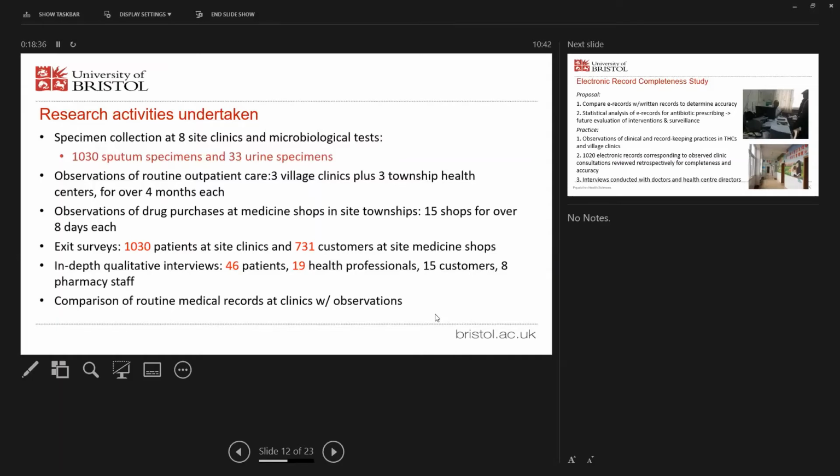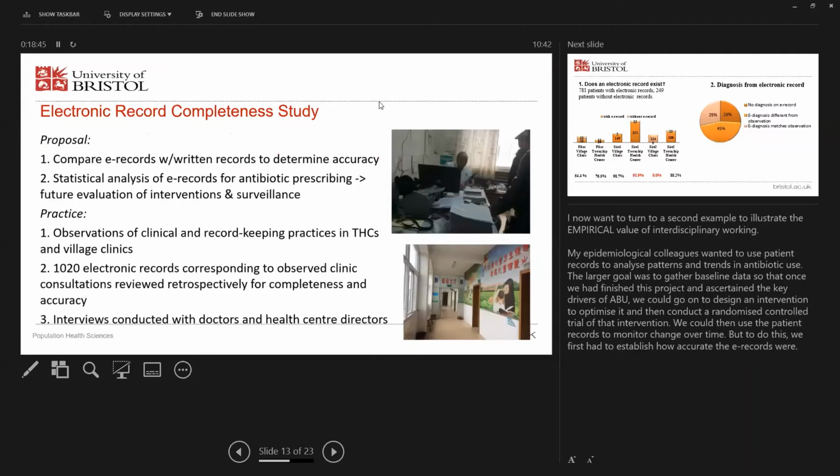With the basis of why we're doing all these studies, I then want to move on to my second example, which is that of an electronic record completeness study, which is in turn illustrating the empirical value of interdisciplinary working. So my epidemiological colleagues wanted to use patient records to analyse patterns and trends in antibiotic use, something that, as you know, is very widely done in the UK and across Europe and high-income countries where we have fairly universal and pretty reliable and accurate patient electronic records.